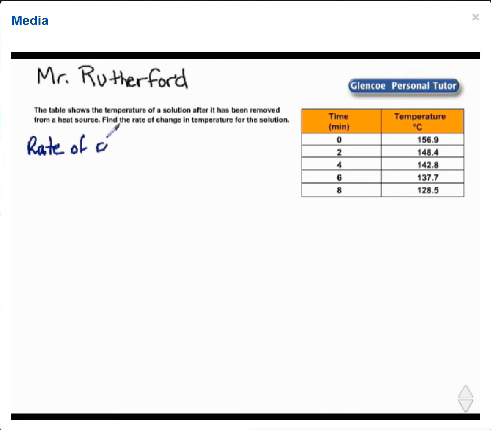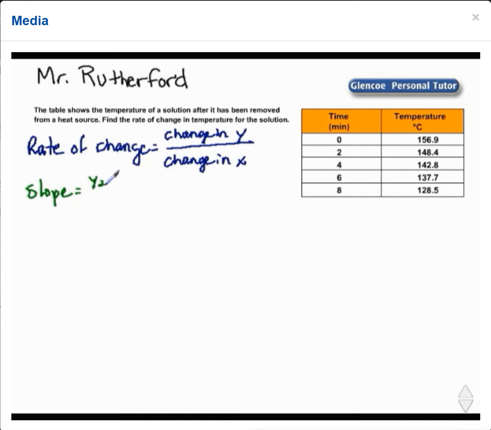Rate of change is equal to the change in Y divided by the change in X. In other words, we have here the slope. And slope is equal to y2 minus y1 divided by x2 minus x1. So when we're finding the slope or rate of change, we need to have two ordered pairs. So let's choose two ordered pairs.